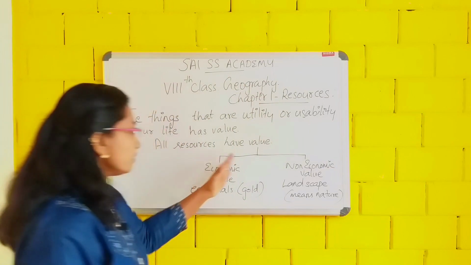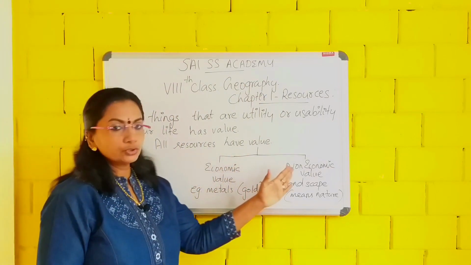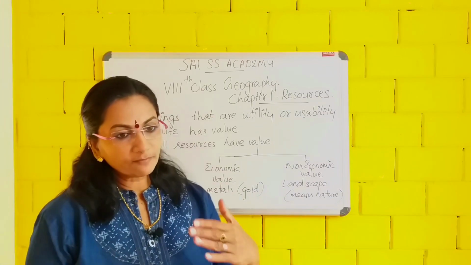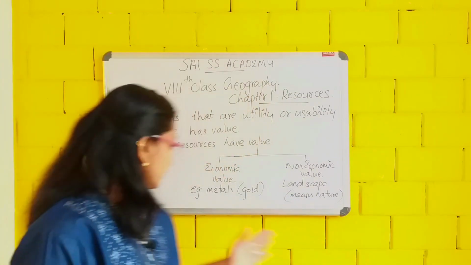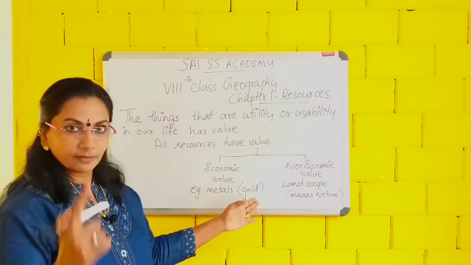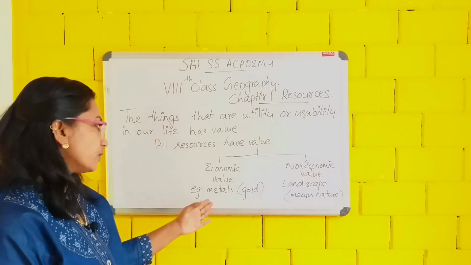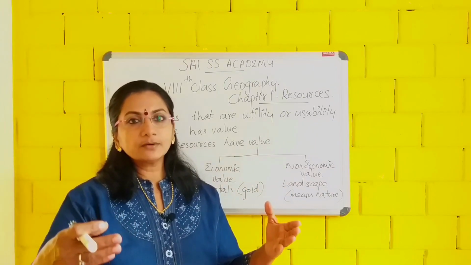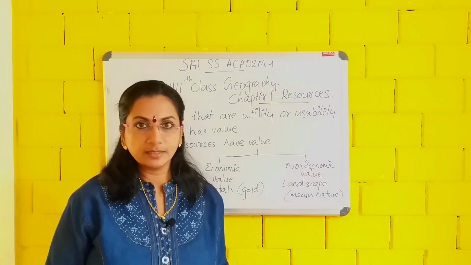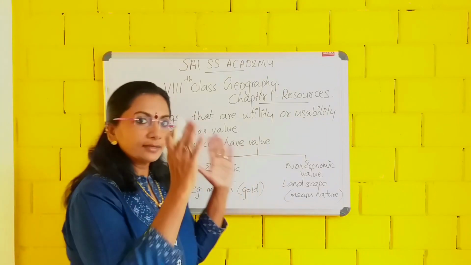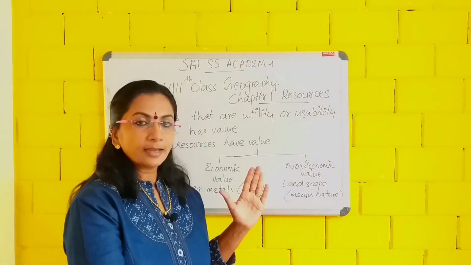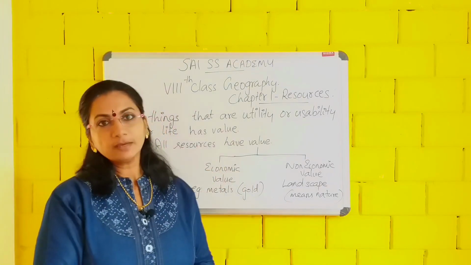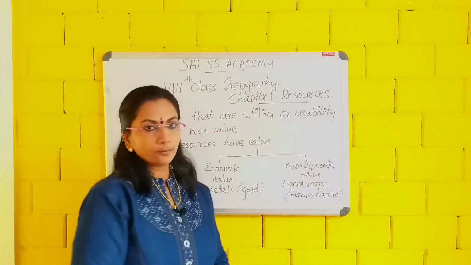Like that, all resources have value. We can divide it into two: economic value and non-economic value. Economic value, the example I give is metals, like gold. Why did I write gold? If we want to buy gold, what do we have to do? We pay for it, isn't it? Like that, things that we pay for and buy to satisfy our needs come under economic value. And the other thing is non-economic value.